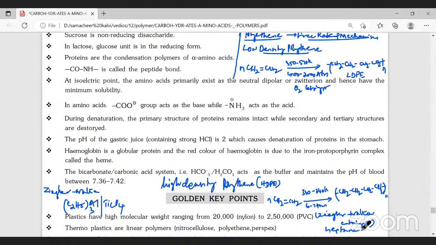So this high density polythene, it is used in making buckets, dustbins, housewares, pipes, bottles, toys, etc. So this is with respect to low density polyethylene and high density polyethylene.